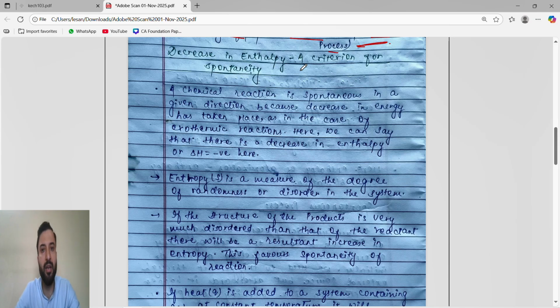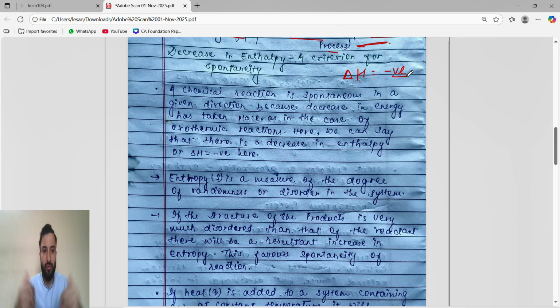So decrease in enthalpy means what will happen, guys? Delta H value will decrease, because whenever we say enthalpy we write H. So decrease in enthalpy means there is a change in the value. Change means delta H. So if delta H decreases, what will happen? Obviously negative, sir. Delta H will decrease. Decrease in enthalpy, guys.